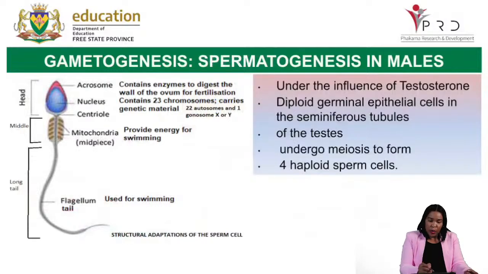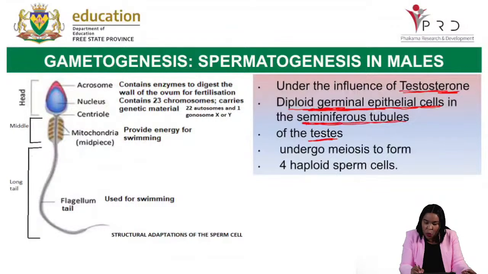Right. So under the influence of testosterone, you must tell us what brings this first. Testosterone is the one that is going to start this process. A diploid germinal epithelial cell. Where do you get this diploid germinal epithelial cell? From the lining of the testes, you find the germinal epithelial cells, and they are diploid. And then in the seminiferous tubules of the testes. So you must be specific where. In the seminiferous tubules of the testes.